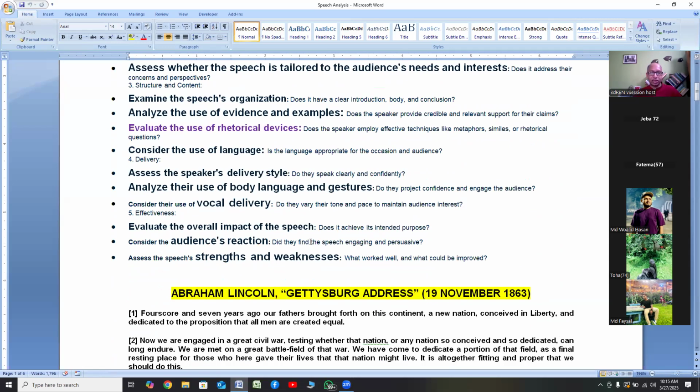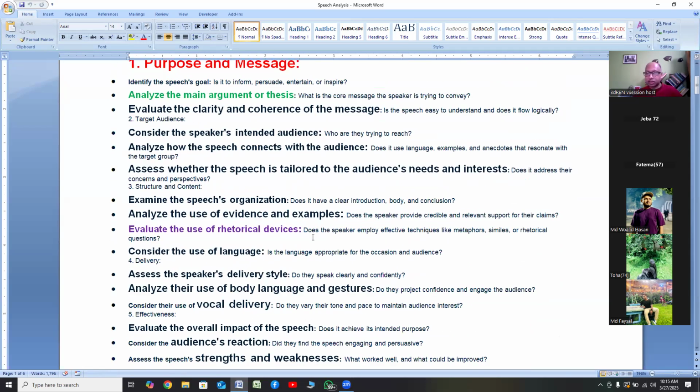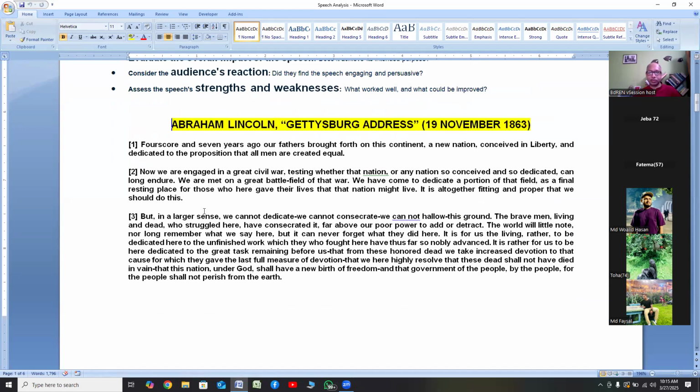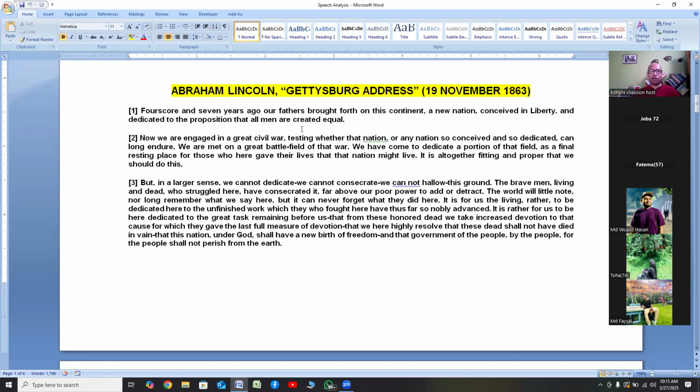In the last class, we learned in detail these very things. And today we will at first have a very close reading of Abraham Lincoln's speech. The title of the speech is Gettysburg Address. I think you can now see it on the screen, Gettysburg Address. So we will read it very minutely. And then we will analyze it. So let's read this speech at first.